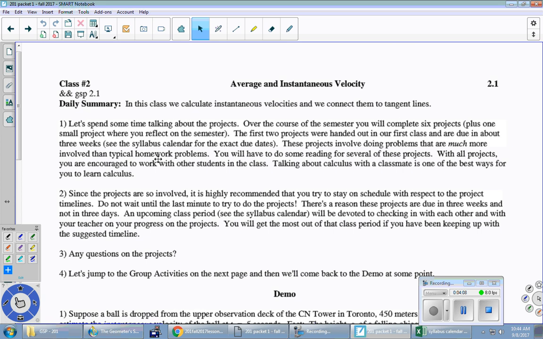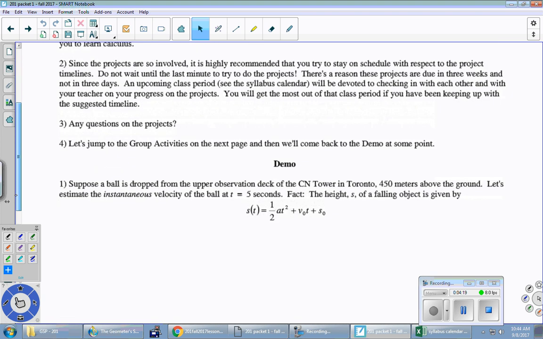They are tough, but manageable as long as you work with other folks and make sure you take time and space it out and use your resources like me and people in Math Studio and peer tutoring. Okay, so that's about the projects.